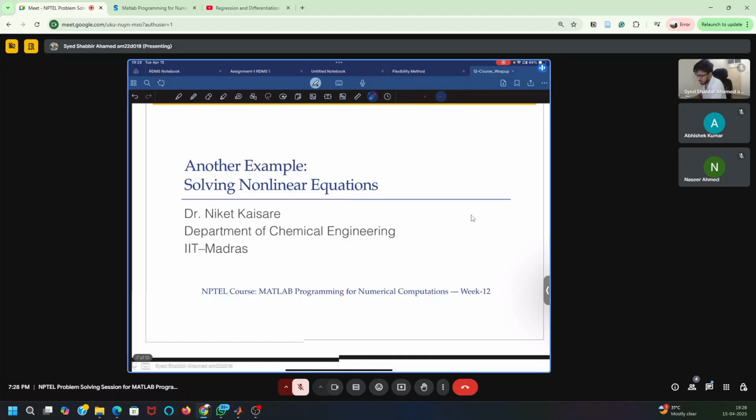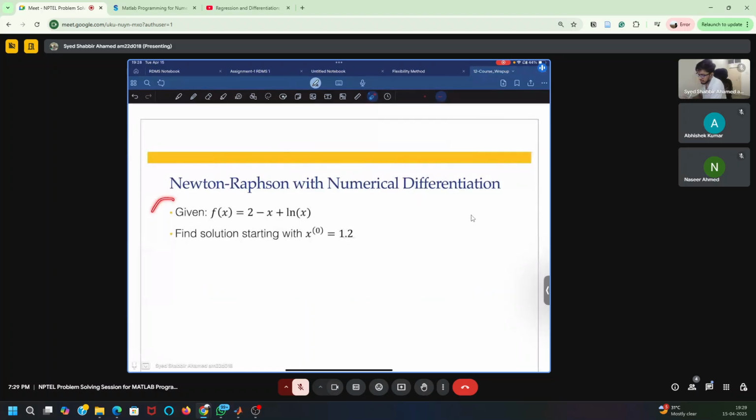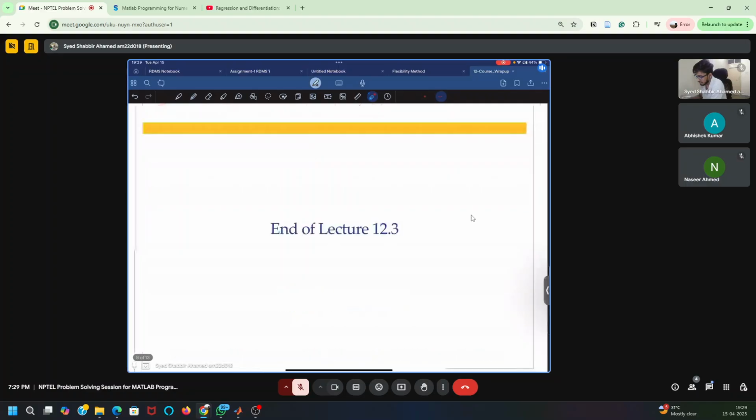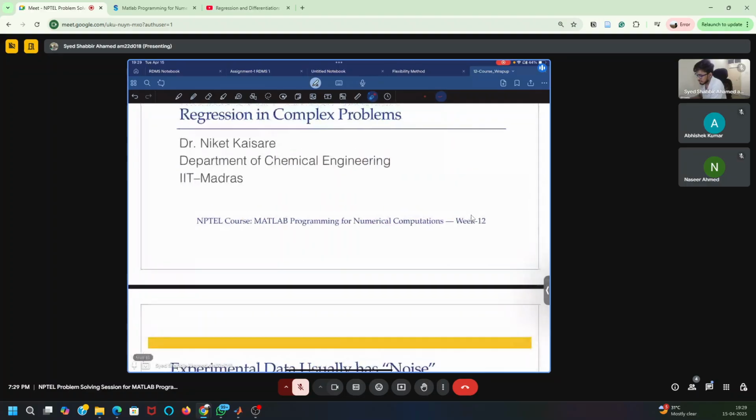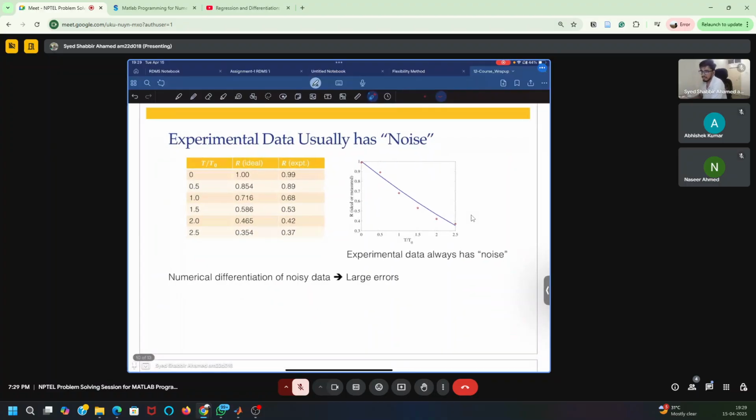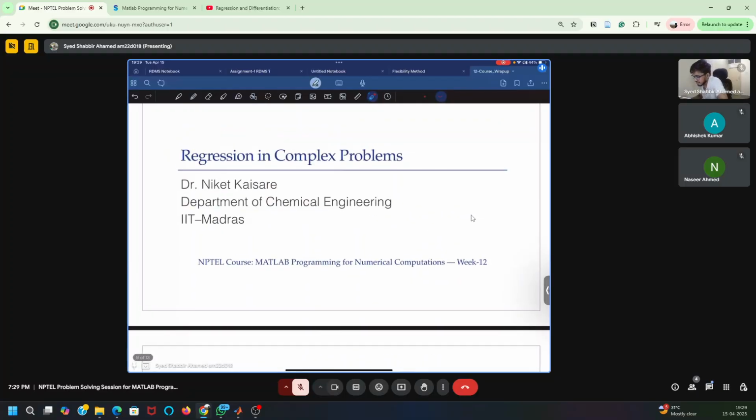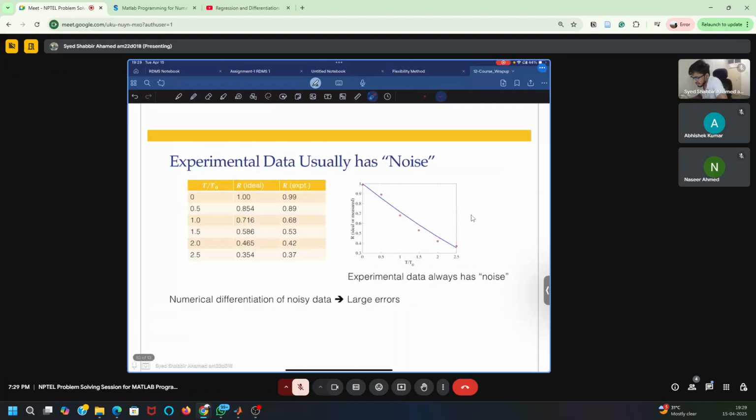And then we solved using Newton-Raphson. We saw how we can use numerical differentiation. If you don't know this f dash of x, here you can simply get it as 1 plus 1 by x. But if you don't know this, you can use numerical differentiation to get the derivative and then solve using the Newton-Raphson method. We'll see the code, how we wrote it.